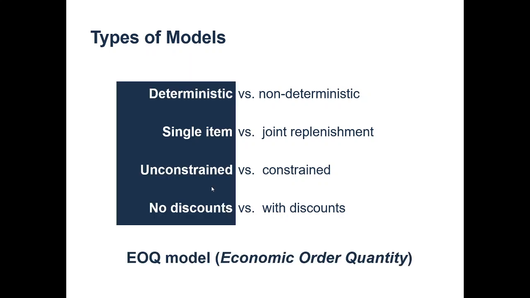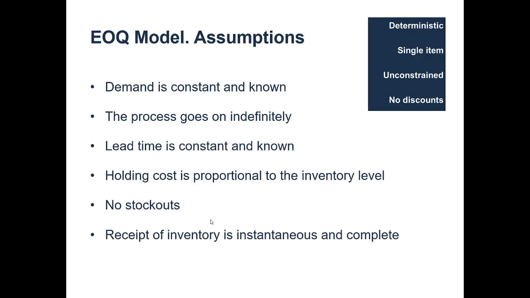The economic order quantity treats reality as deterministic. It deals only with one single item. There are no constraints and there are no discounts. In addition to that, we will consider that demand is constant and known. For example, if we assume that we have a demand of 1,000 items per month, we will suppose that this consumption or this selling is produced over time at a given pace. The process goes on indefinitely. It's not that we're going to buy some items, sell them, and finish our process, but the opposite.